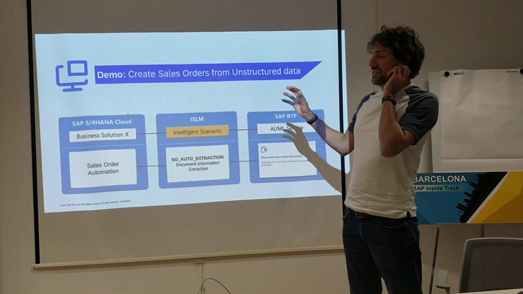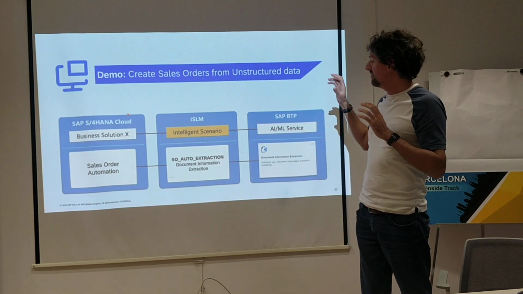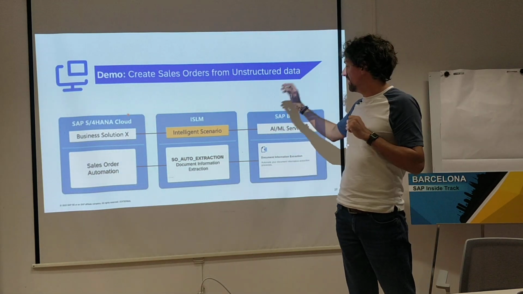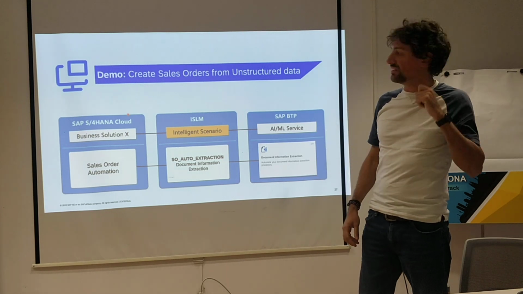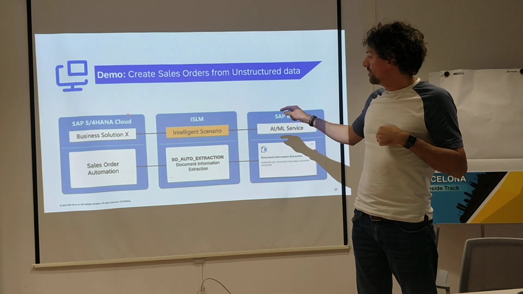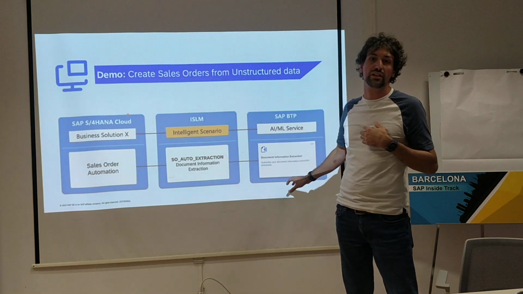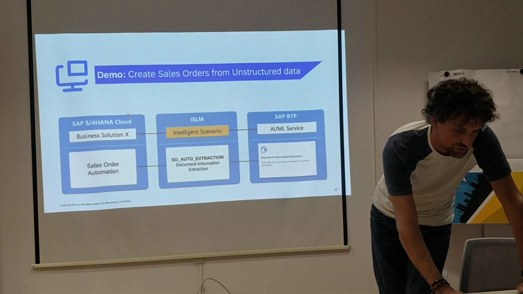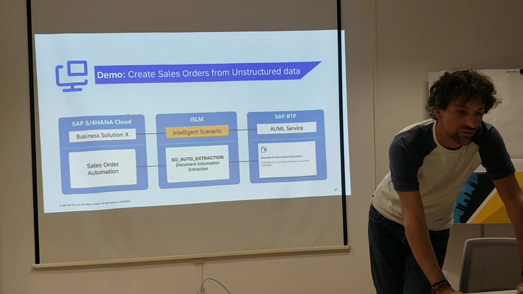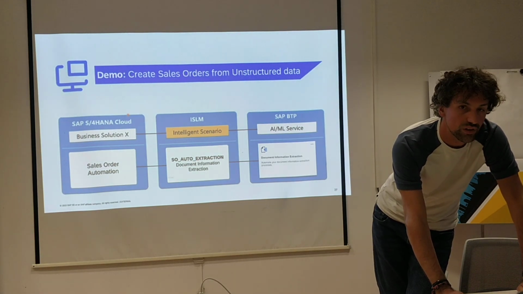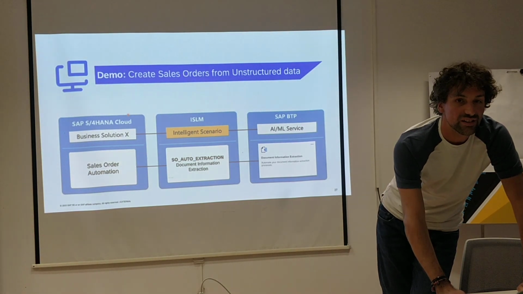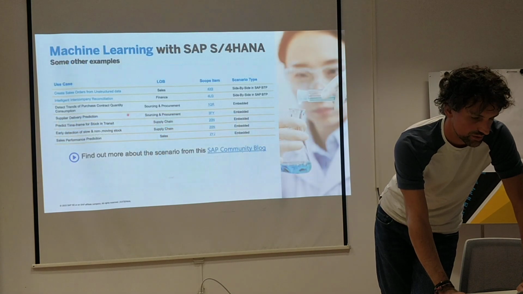So that's a quick example where the scenario is there. I use the intelligent scenario lifecycle management. I activated it. I created my connection with the BTP document information extraction service, and then I can use it already. Everything you've seen now, excluding the Joule part, is available today for every customer.